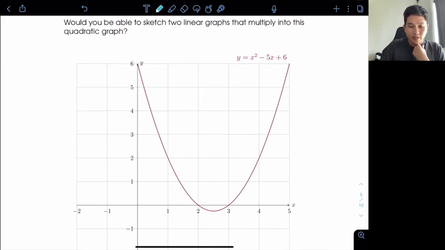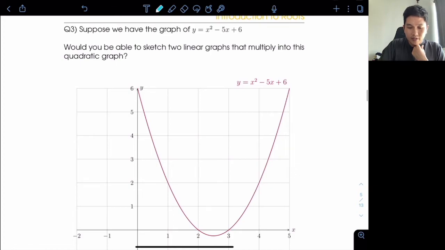And the process is rather simple. You just need to look at this quadratic expression and factorize it. So y equals x squared minus 5x plus 6. You can easily factor this into x minus 2, x minus 3. Which means the graph that I want to draw is y equals x minus 2, and the other straight line graph will be y equals x minus 3.